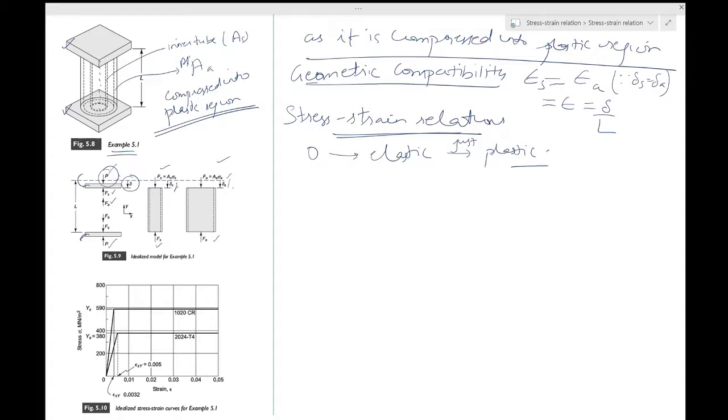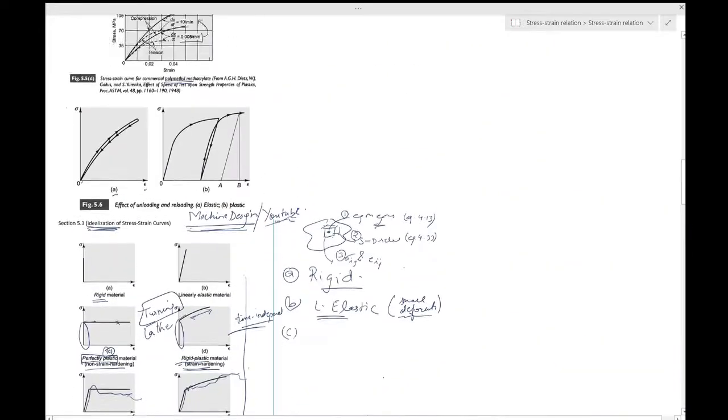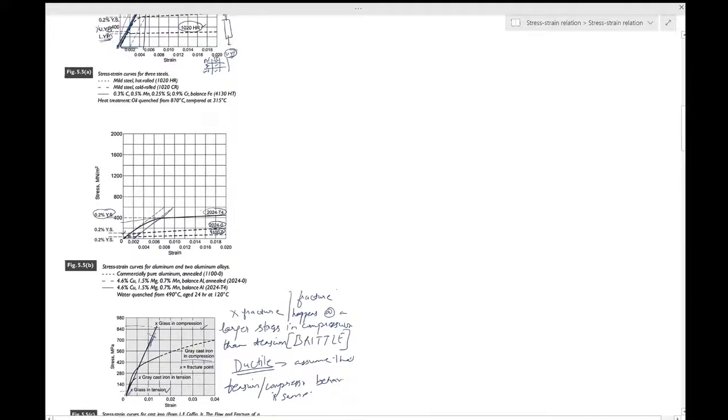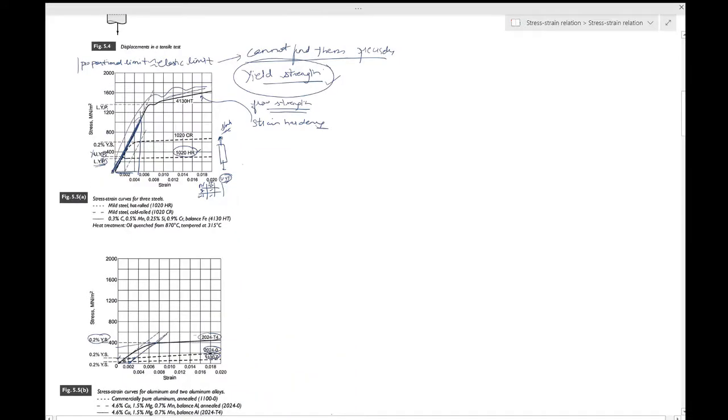So let's look at figure 5.5a and b to look at the curve of 1020 CR and 2024T4. So let's look at 5.5a. Okay, so let me just rub this part out, make it slightly more legible.